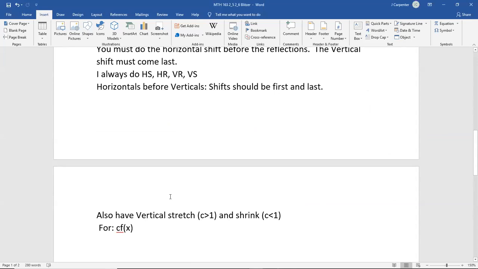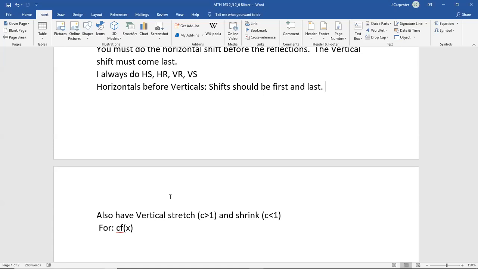Just as an extra little memo, and I will admit I'm not going to throw a test question on this. I won't say whether there's a homework question or not, but you can probably guess. Vertical shifts. And sorry, not shifts, vertical stretches and shrinking. There's also horizontal stretching and shrinking, but we're not going to get into that in here.